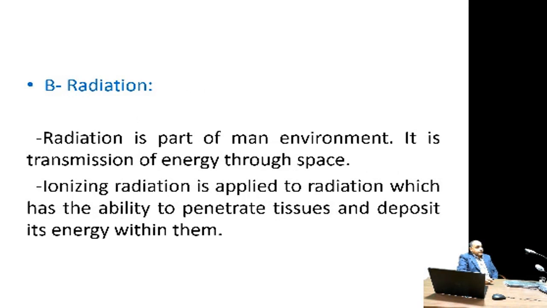Type 2 of pollution indicator, radiation. Radiation is part of man's environment. It is a transmission of energy through space. Ionizing radiation is applied to radiation which has the ability to penetrate tissue and deposit its energy within it. So ionizing radiation penetrates the tissue and deposits its energy in the tissue.